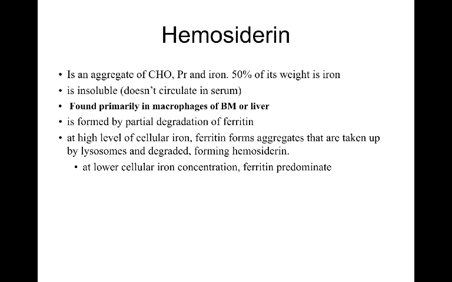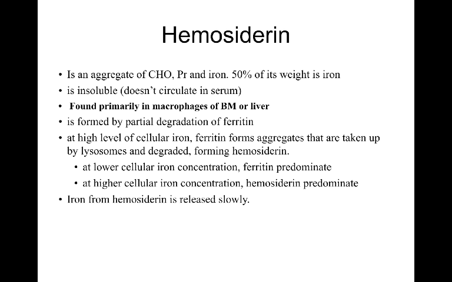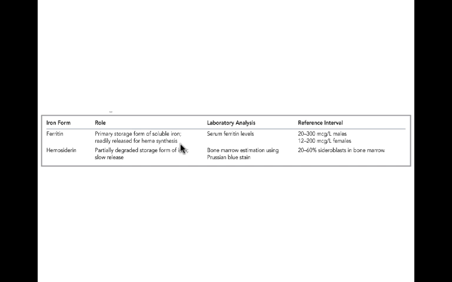So therefore, I would say at the lower cellular iron, ferritin will be predominant. When you have a higher cellular iron, then hemosiderin would be predominant. The problem with hemosiderin is the iron that is in hemosiderin is not readily available to bone marrow to create RBC. This table compares ferritin to hemosiderin as we discussed.